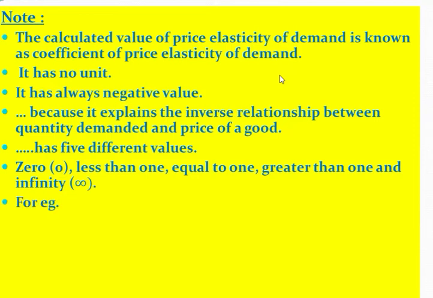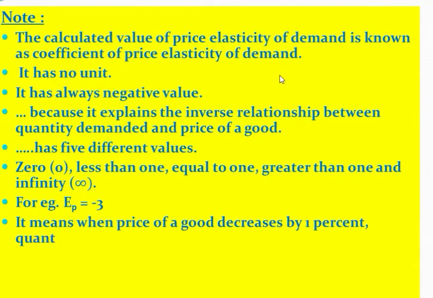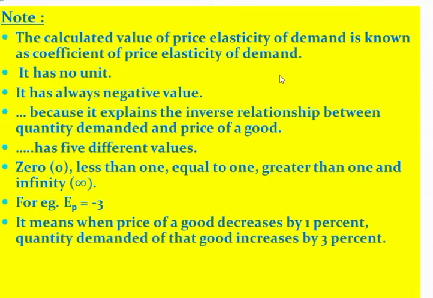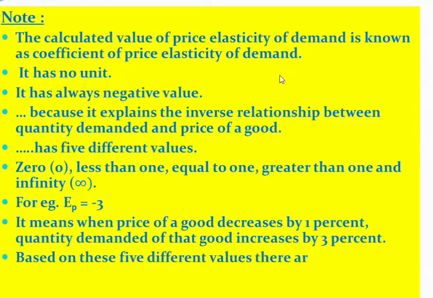For example, EP is equal to minus 3. Then what does it mean? It means when price of a good decreases by 1%, quantity demanded of that good increases by 3%. Alternatively, when price of a good increases by 1%, quantity demanded of that good decreases by 3%. Okay? Based on these 5 different values, there are 5 types of price elasticity of demand.